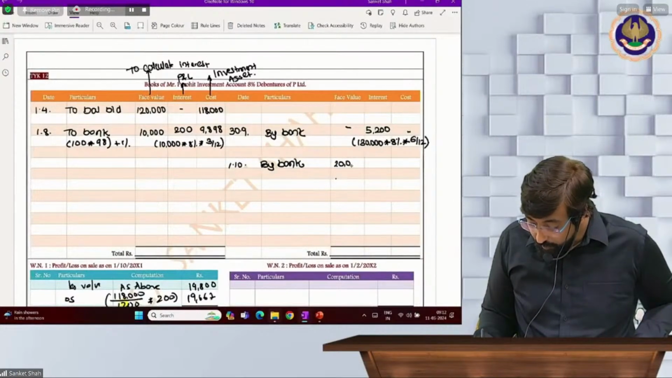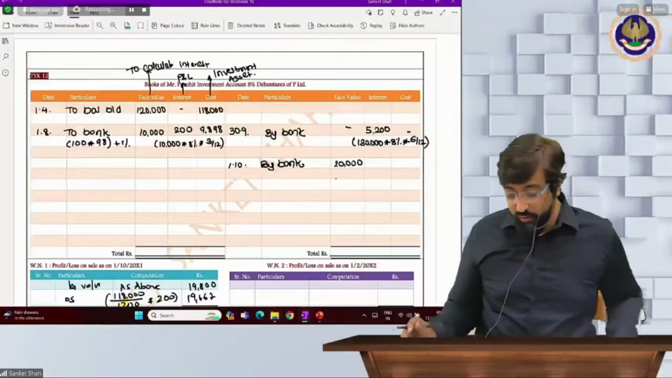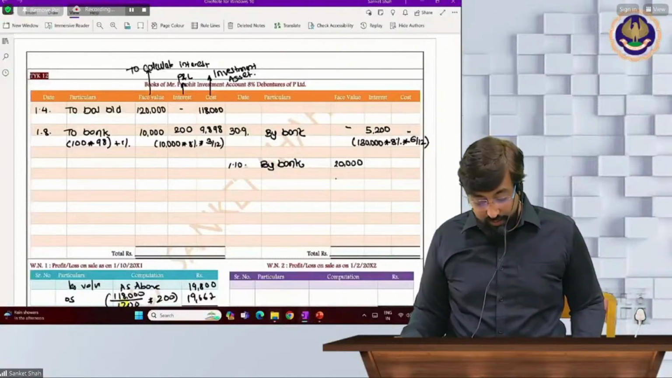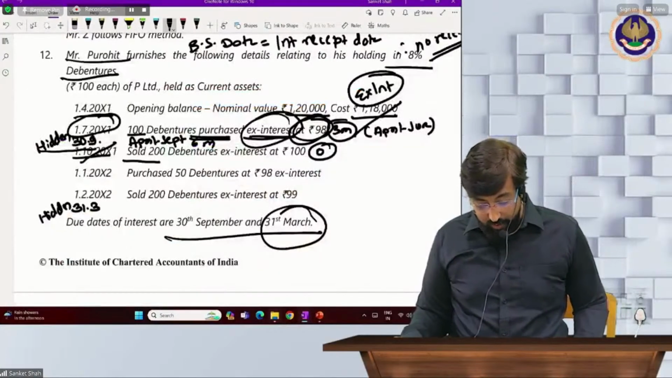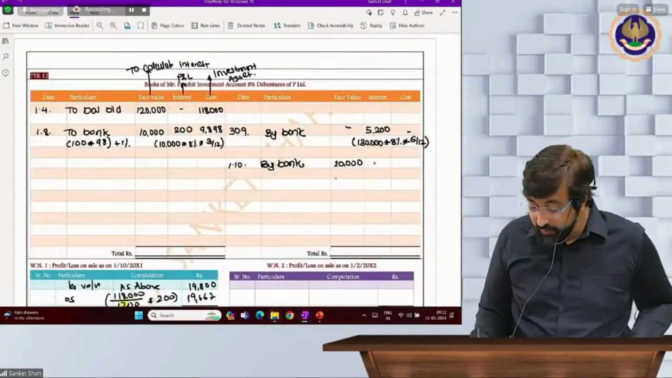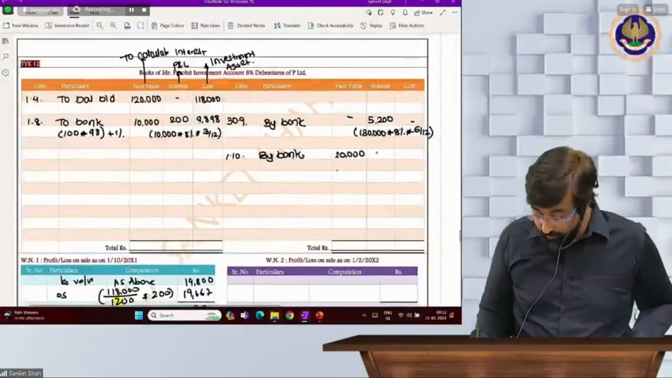200. 20,000 face value. Yes sir. 20,000, correct? Yes, 1% brokerage. Interest no. Yes sir.